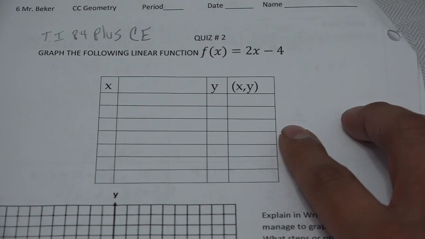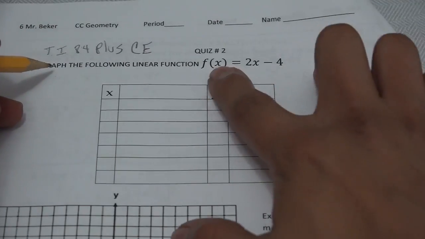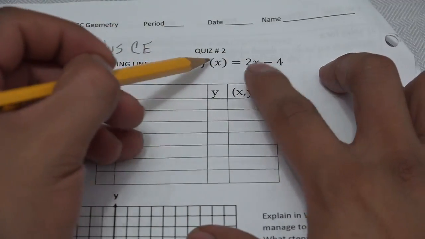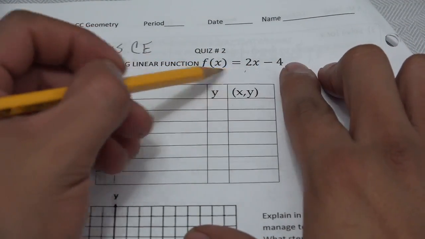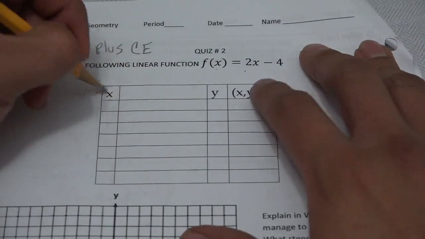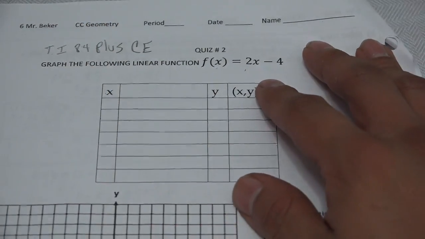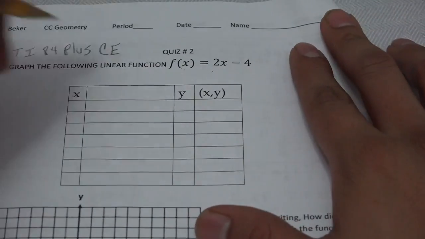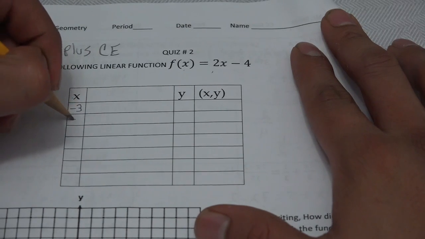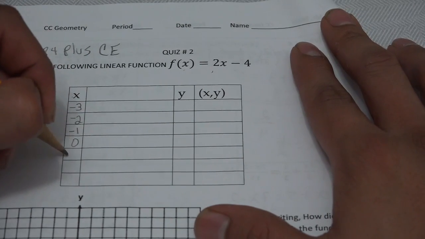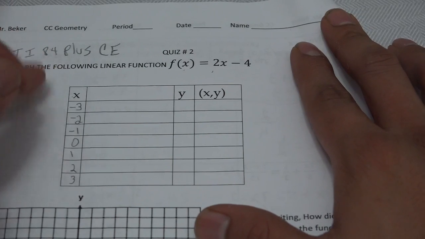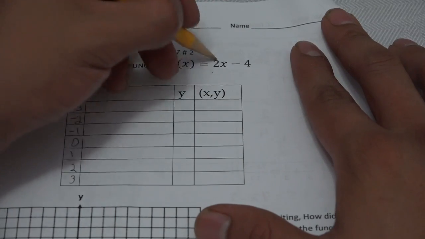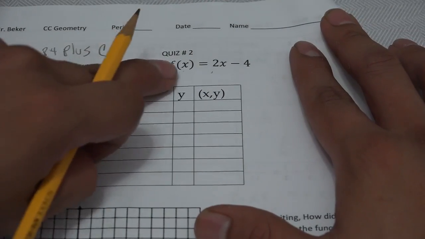Hopefully you know how to plot points. So graph the following linear function. Well, this is a machine. You throw things in it, and you're gonna come up with something. So for example, x. Since this is a linear equation, we're gonna give 3 negative values and 3 positive values, okay? -3, -2, -1, 0, 1, 2, 3. I could have given any other values, it really doesn't matter. The idea is for you to put these values in there and get your output. Input, and then this is your output.